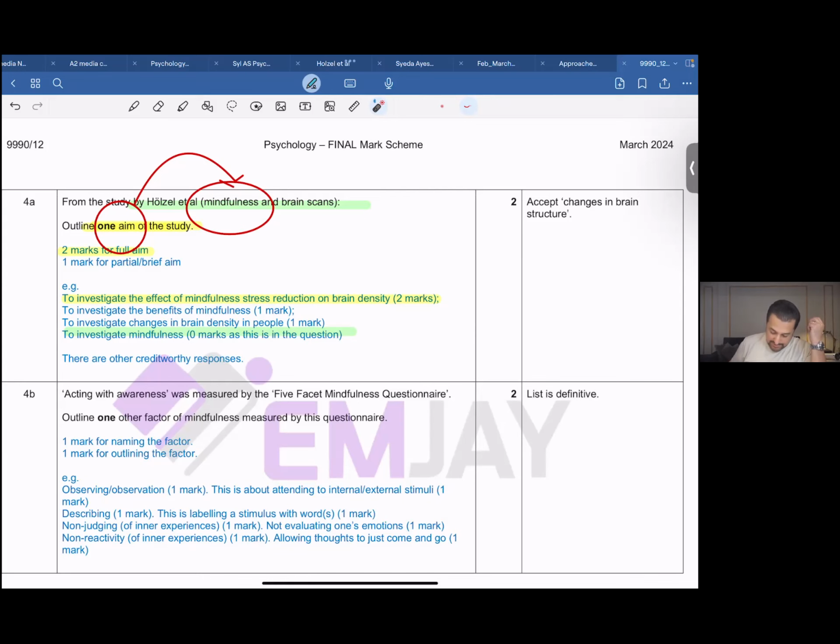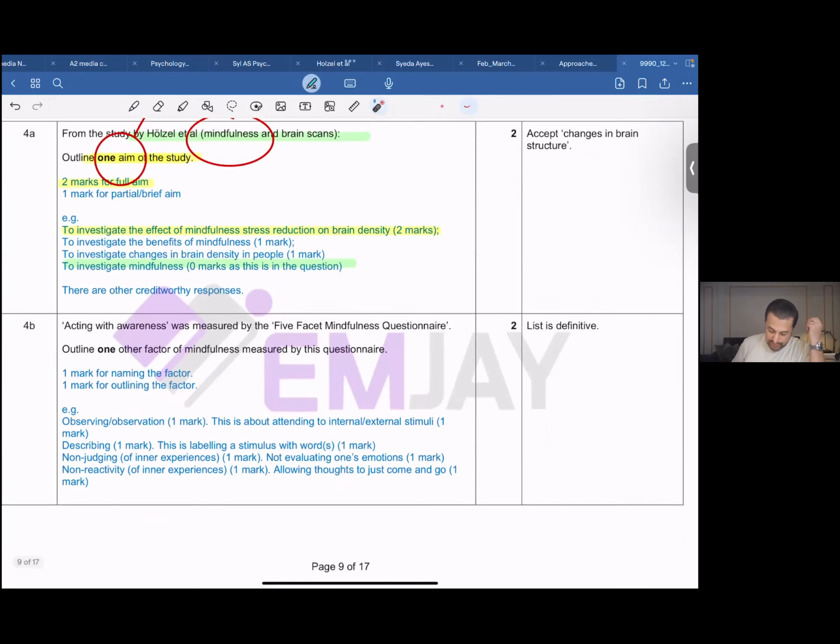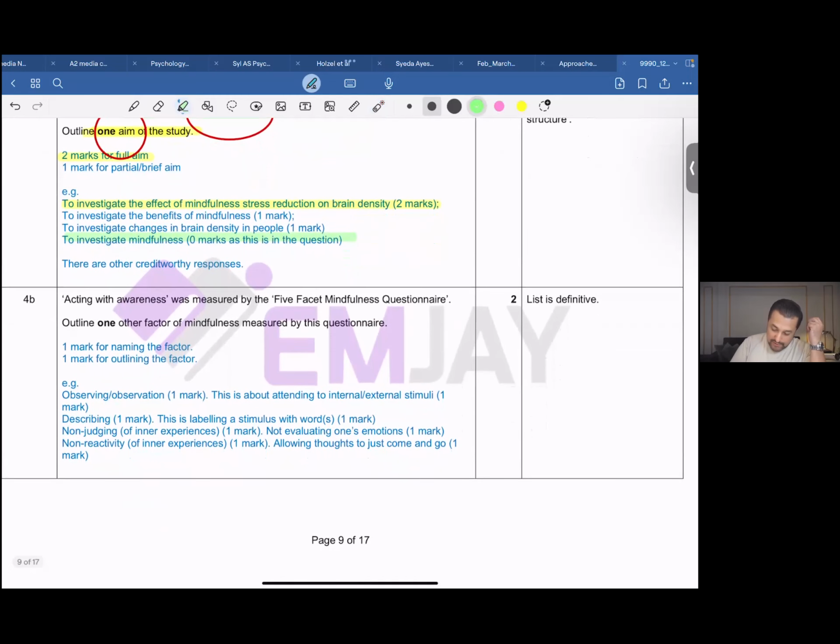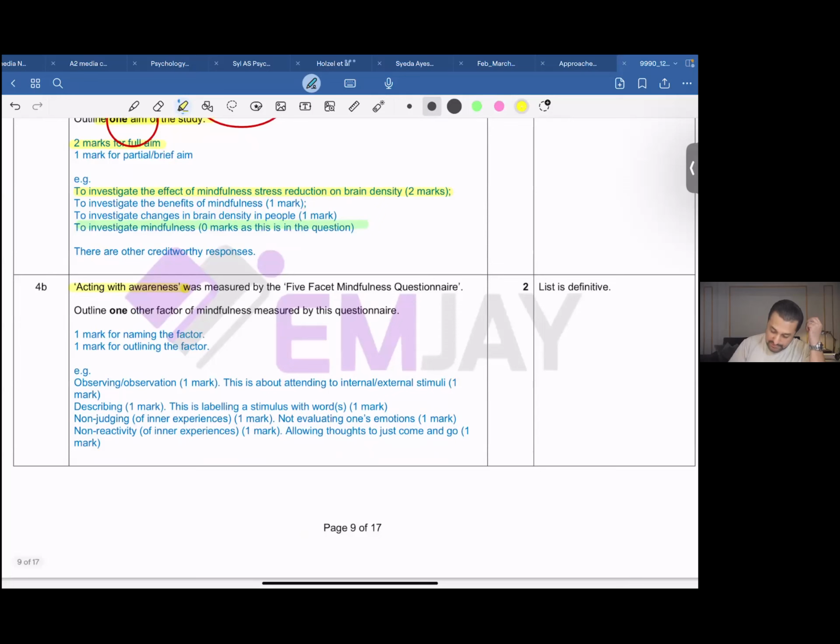So yeah, taking this ahead, another question from the study by Hölzel et al., which again demands concrete learning. The question over here says, acting with awareness was measured by the five facet mindfulness questionnaire. Outline one other factor of mindfulness measured by this question. So anything from here, for this, again, you need to have an understanding. You need to know the elements that were there in the five-facet mindfulness questionnaire. So you get the first mark for naming the factor. You get the second mark for outlining the factor. Something such as this would help you score 2 marks.